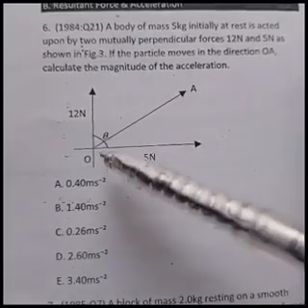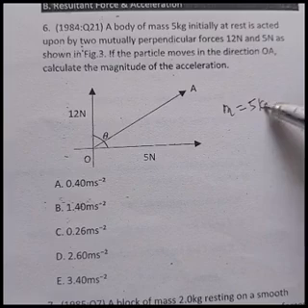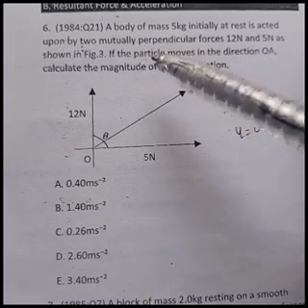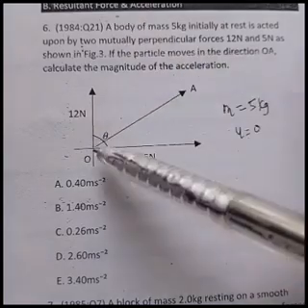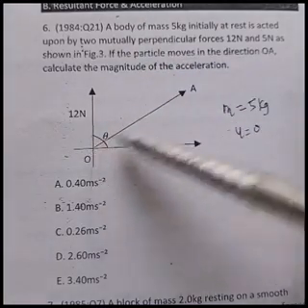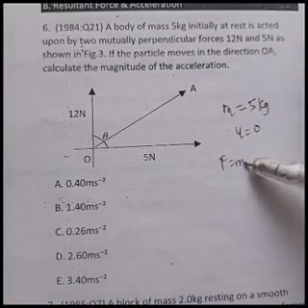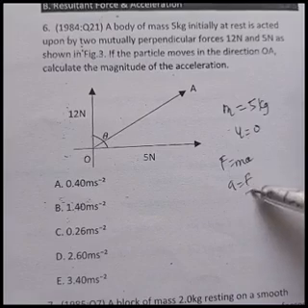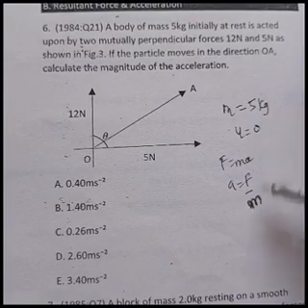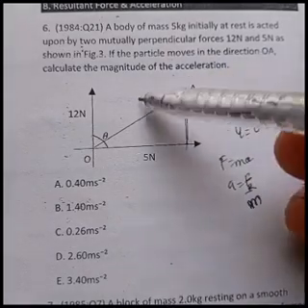For this question, a body of mass 5 kilograms, you are given the mass of the body in kilograms. Initially at rest, u is 0. Acted upon by two mutually perpendicular forces, 12 up, 5 meeting this way, shown here. If the particle moves in OA, that is the resultant. Calculate the acceleration. We know that F equals ma, then a equals F over m. We are given the mass to be 5 kilograms, so we need to get the resultant force. And this is the resultant force, Fr.